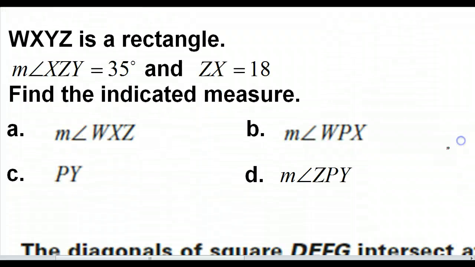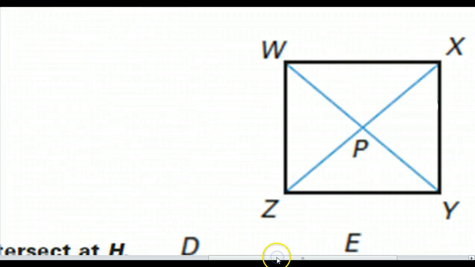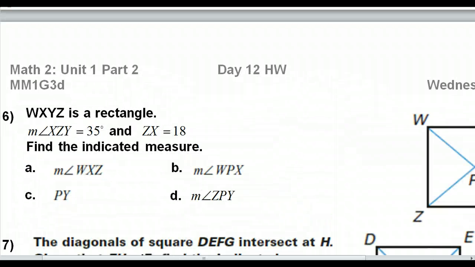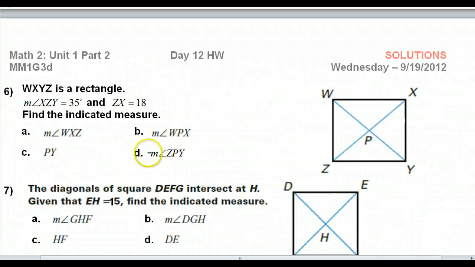Okay, number 6. Okay, this is a rectangle. That means the diagonals are congruent. It's not perpendicular or anything. These are not right triangles inside of here. But the diagonals are congruent. That's the special property for a rectangle, so keep that in mind.